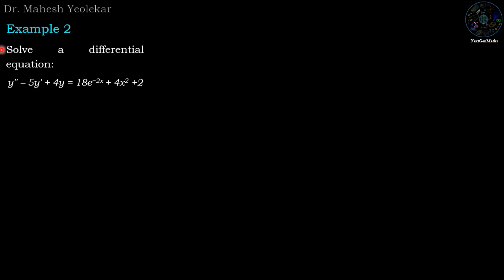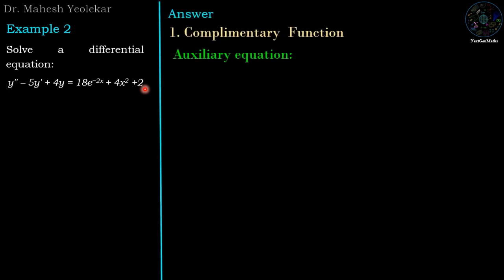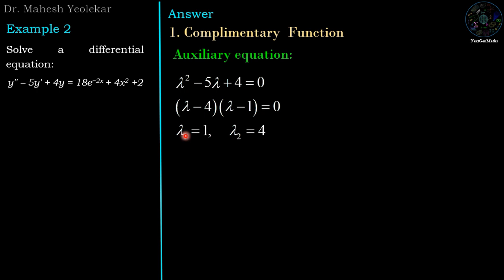Another example: solve the differential equation y double dash minus 5y dash plus 4y equal to 18 e power minus 2x plus 4x square plus 2. First we are going to find the complementary function and generate the auxiliary equation, which is lambda square minus 5 lambda plus 4 equal to 0. Now factorize it: lambda minus 4 into lambda minus 1 equal to 0. So there are two values of lambda, lambda 1 equal to 1 and lambda 2 equal to 4.